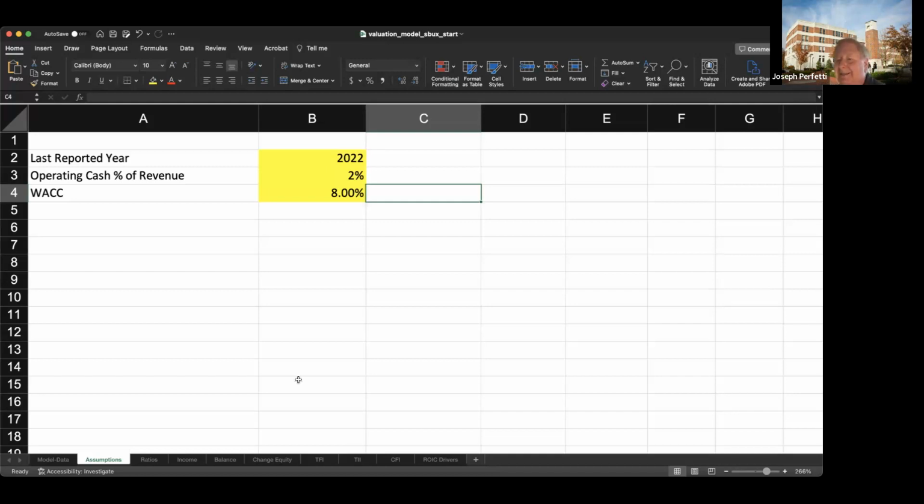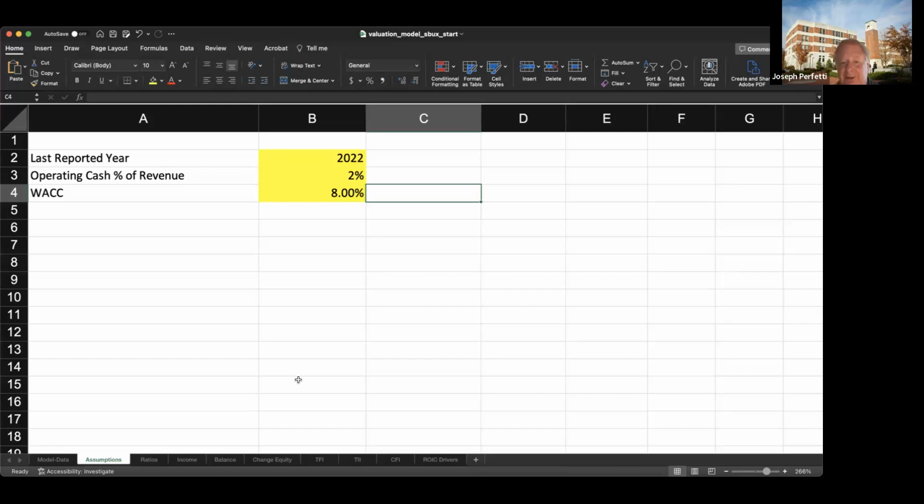So a best practice when you build a model is to minimize the areas of your model that you're going to change, and put them all in one place. And so in this model that we're going to build that's reusable, the things that change company by company are going to be on 2 tabs.